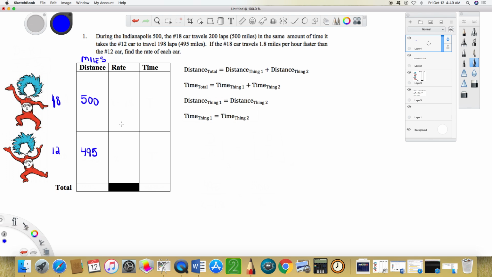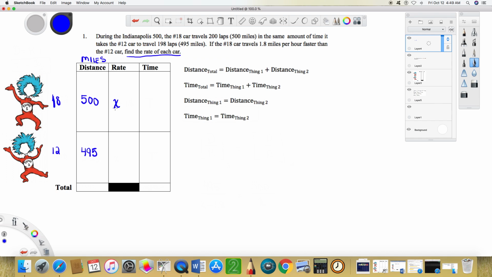Now, the rate of each car is not given, so we're going to have to come up with an expression. We do know that the winning car had a faster rate than this losing car. Okay, let's call the rate of the winning car X, because they're asking us to find the rate of each car, so that's going to be my variable. I'm going to solve for X.